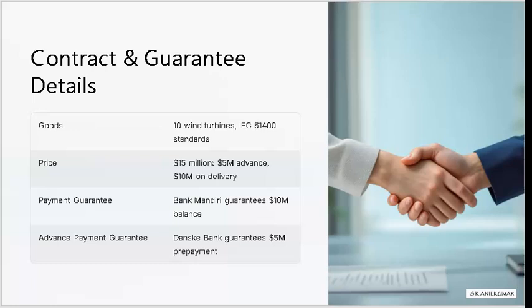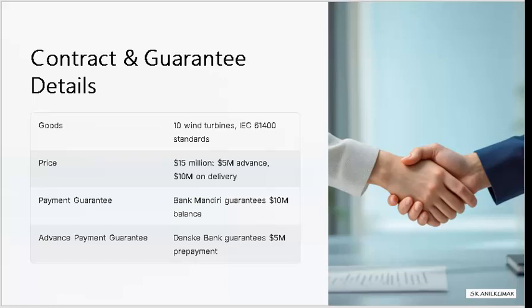Now the advance payment guarantee will have to be issued by Danske Bank in favor of Energi Hijau Indonesia, saying they will repay the 5 million if a claim is made, provided they give evidence that the party failed to deliver nor to return the advance given. So this is the advance payment guarantee.